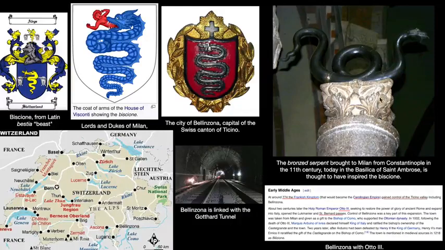This is the bronze serpent brought to Milan from Constantinople in the 11th century, today in the Basilica of St. Ambrose. It's thought to have inspired the Biscione. And I just put this in here to show how Otto III is very much linked with this whole area. Otto III, you'll remember, is the Holy Roman Emperor who brought St. Corona's relics to Aachen Cathedral in 997.